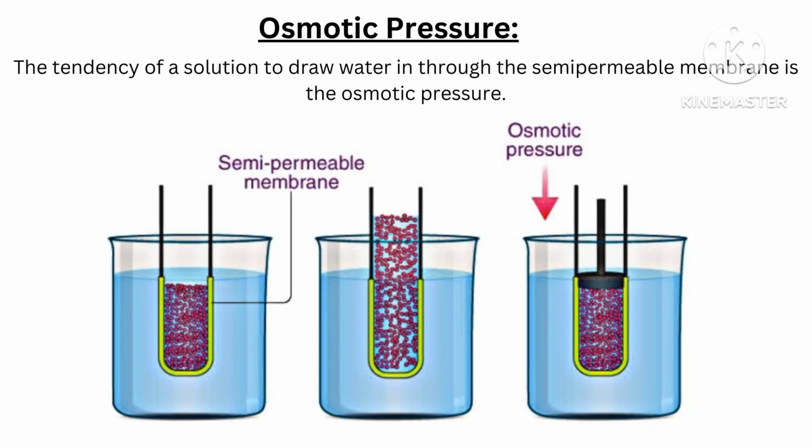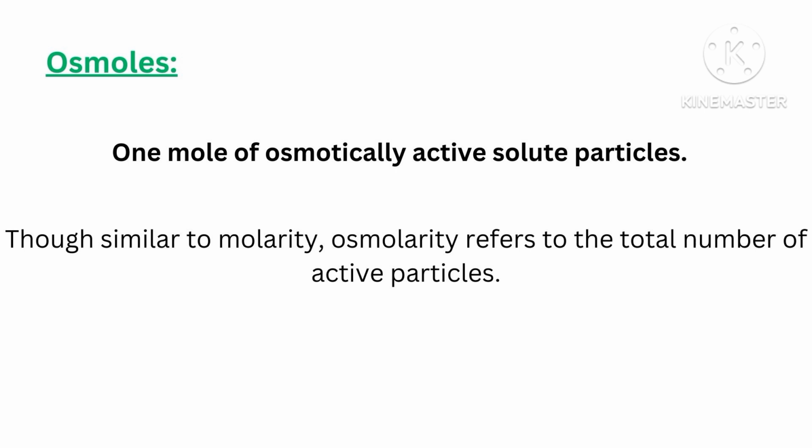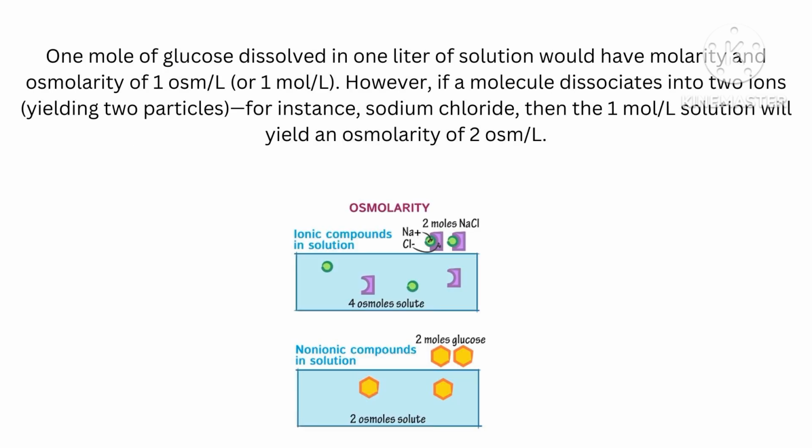The tendency of a solution to draw water in through the semi-permeable membrane is the osmotic pressure. The unit of osmoles is used to express the number of particles. 1 osmole refers to 1 mole of osmotically active solute particles. Though similar to molarity, osmolarity refers to the total number of active particles.